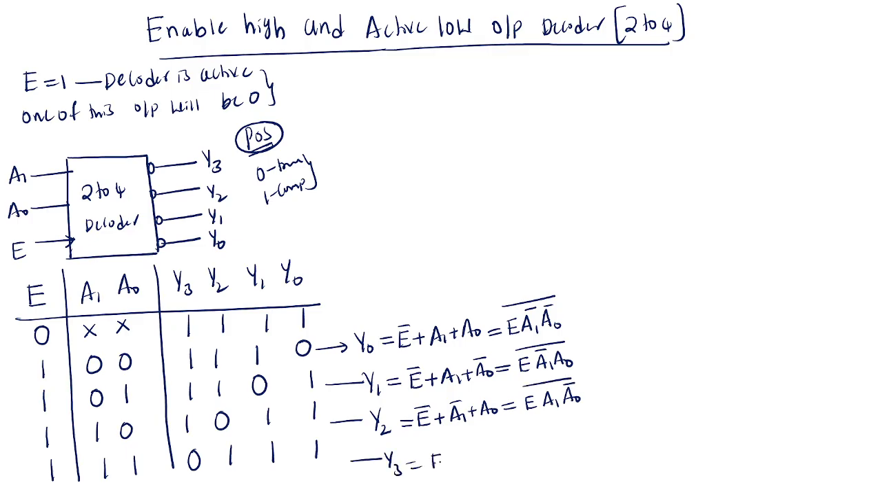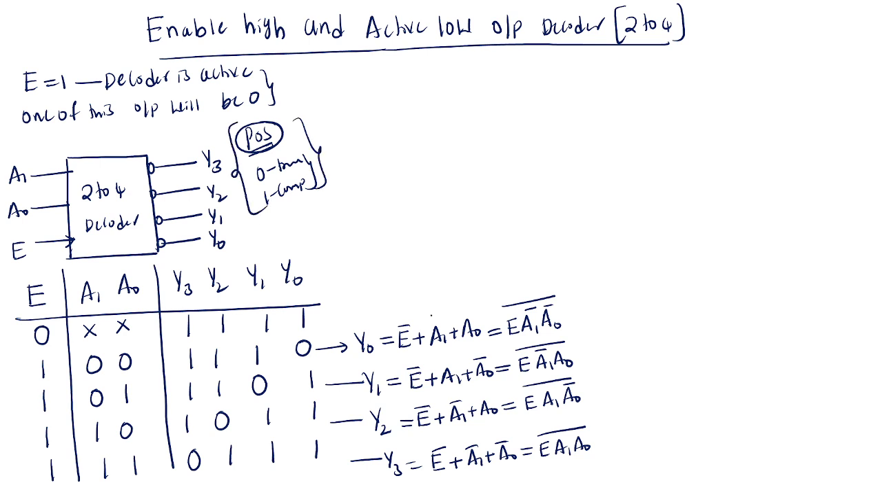Y3 equal to E bar plus A1 bar plus A naught bar. So this you can write as E A1 A naught whole bar. Is it fine? Do you understand how I am writing? Yes, sir. Okay, that is related to POS only.